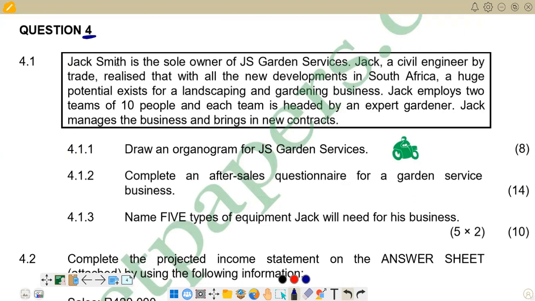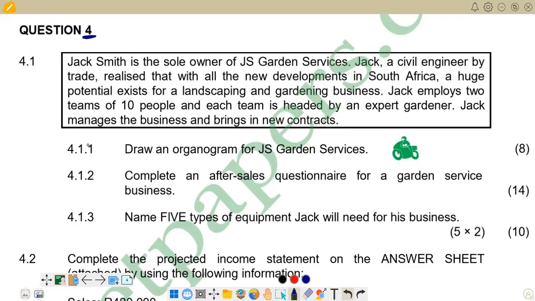And it reads, Jack Smith is the sole owner of JS Garden Services. Jack, a civil engineer by trade, realizes that with all the new developments in South Africa, a huge potential exists for a landscaping and gardening business. Jack employs two teams of 10 people, and each team is headed by an expert gardener. Jack manages the business and brings in new contracts. So this is what we have. And then beneath that, we are given some questions.